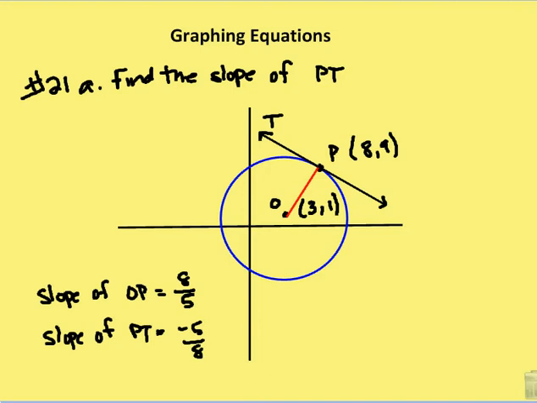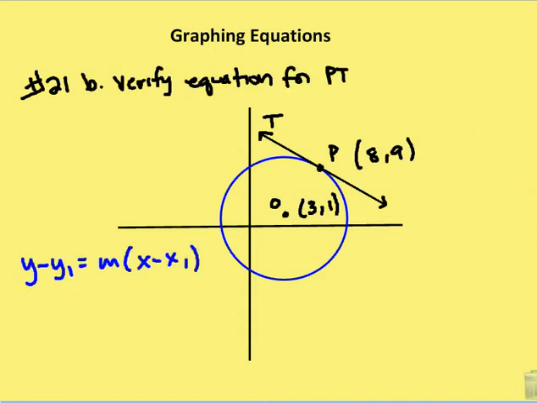And we do that using the slope formula. And we see that 9 minus 1 is 8 over 8 minus 3 is 5. So we come up with a slope of 8/5 for OP. Now we know that the slope of PT is going to be the opposite reciprocal. So all we have to do is flip the fraction and change the sign. So we get negative 5/8 as the slope of PT.